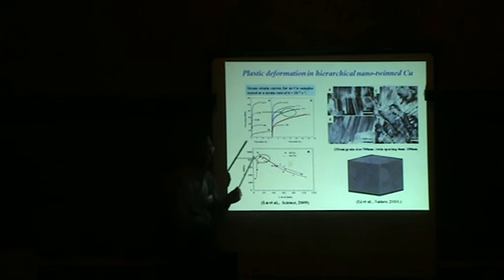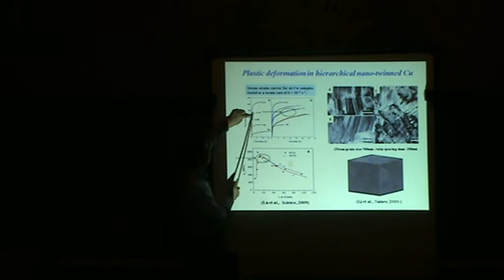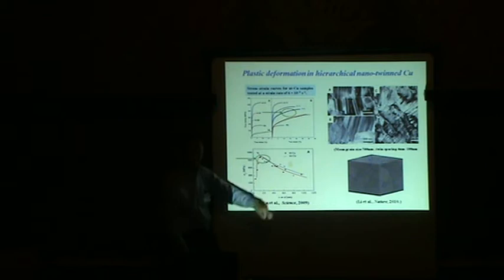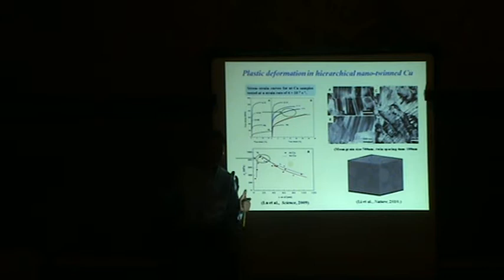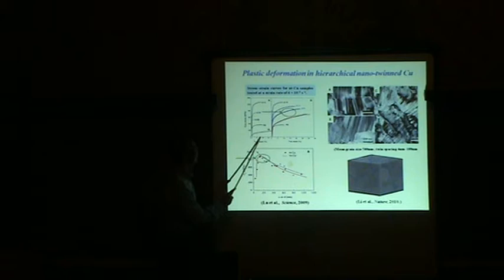And now something interesting happened. When you further reduce the twin spacing, the strength goes up and the ductility also increases. This goes against conventional wisdom. Conventional wisdom is whenever you gain strength, you sacrifice ductility. With a two-level structure here, you can see, as I go to the critical size, ductility increases, and strength goes to about 1 gigapascal.